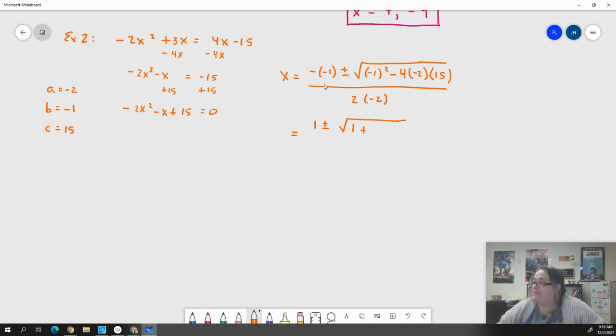Just checking the math in my head. Plus 120. Oh, that's convenient. I put 121 because I actually added them together in my head first. $120 all over negative 4. Well, that's the same as saying 1 plus or minus the square root of 121 over negative 4. Does anyone know what the square root of 121 is?